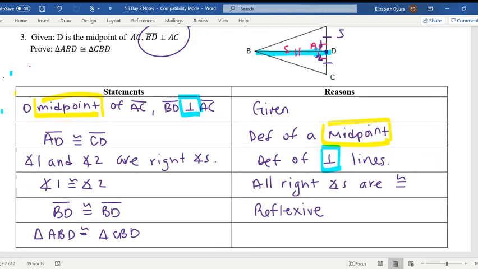Yep, good. It would be side, angle, side. We have two sides and a congruent angle. That's the only one that has this combination, right? The angle is where those two sides connect. So it's side, angle, side.